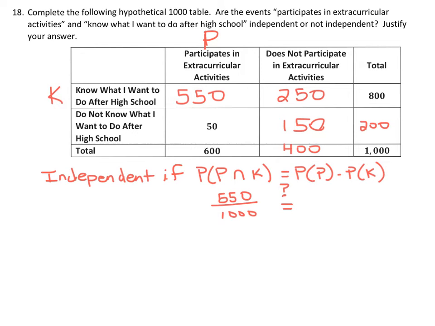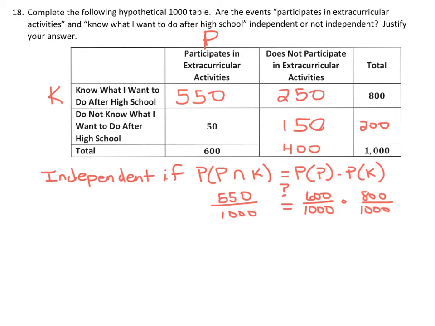All right, now let's think about it. Over here, the probability of P, the probability of participating in an extracurricular activity. Well, there's a total of 600 people that participate in extracurricular activities out of the total 1,000 people. So we're going to write that as 600 over 1,000. Okay, and then we're going to multiply that by the probability of K, so the probability of knowing what you want to do after high school. So if you look at the total of this row, there's 800 people that know what they want to do after high school out of the 1,000 that are represented here.